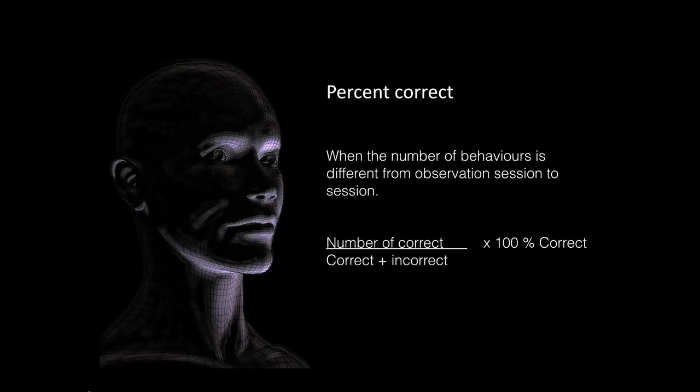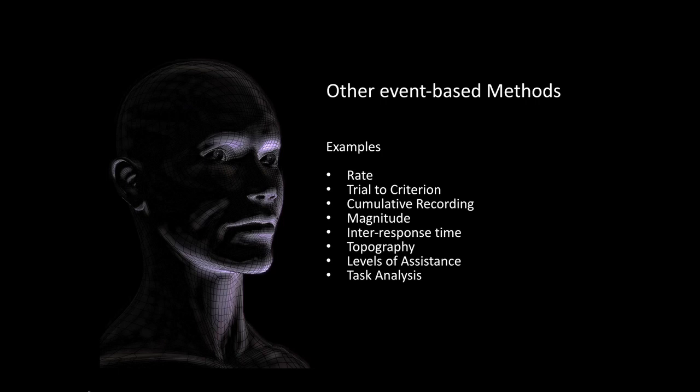You could measure percent correct when the number of behaviors is different from observation session to observation session. You take the number of corrects divided by the number of corrects plus incorrects, multiplied by 100%. There are other event-based methods.